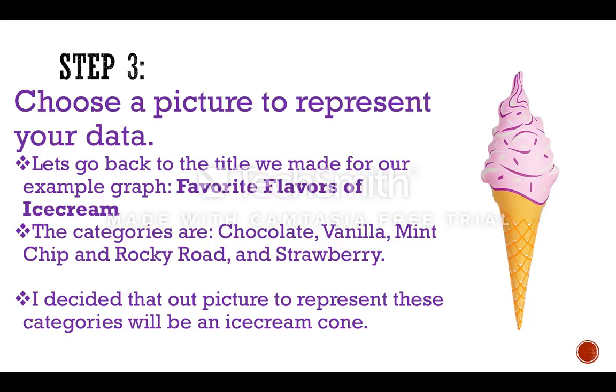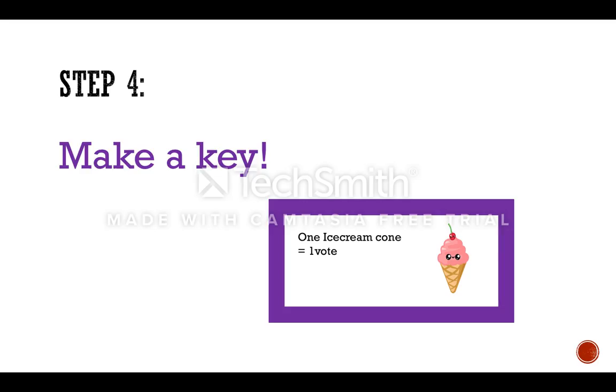I decided that our picture is going to be an ice cream cone to represent the ice cream flavors and how many votes are for each ice cream flavor. Moving on. Step 4, you're going to make a key. And please remember that a key is very important. We need a key always, because if we don't, we're not going to know what one ice cream cone represents. It could be just 1 or it could be 50. We're not going to know if we don't label it. So please, please, please remember to always label your key.